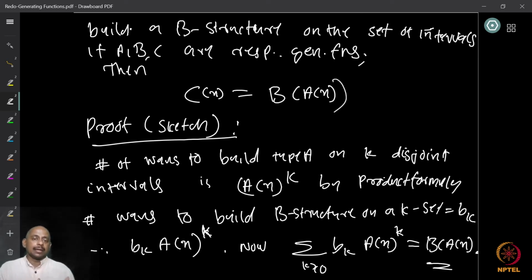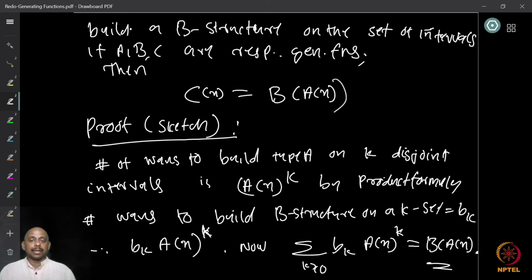So this is the nice thing about the generating function, right? Since I have A of x, I build on the first one, then on the second one I am building again A of x, on the third one I am building again A of x, etc. Right? I mean type A structures. So the number of ways to build the type A structure on the k disjoint intervals is the product of the generating functions, each of them, right? So A of x into A of x into etc., k times. But then if I start with an n element set, right?